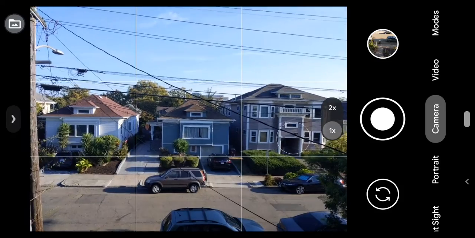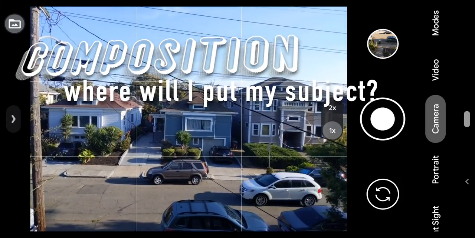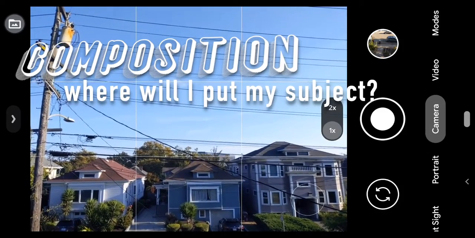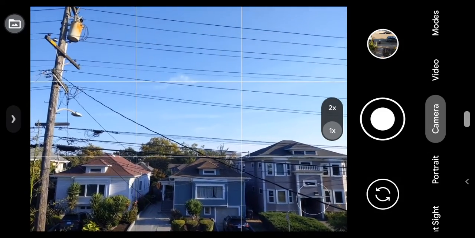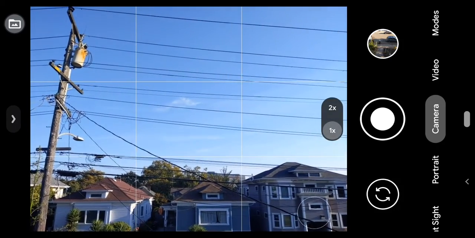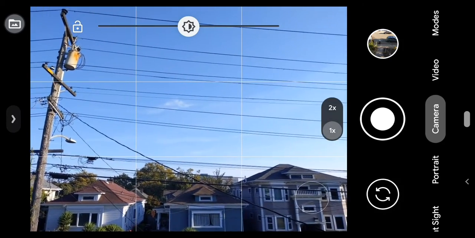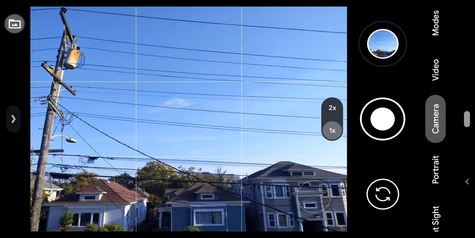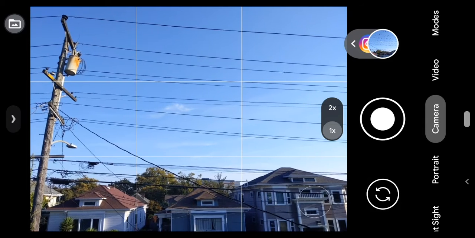Now I need to compose my photo. That means move my frame so that it looks the best. I'm gonna choose to lift my frame a little bit right here and take this photo right here because I think that's the most interesting.